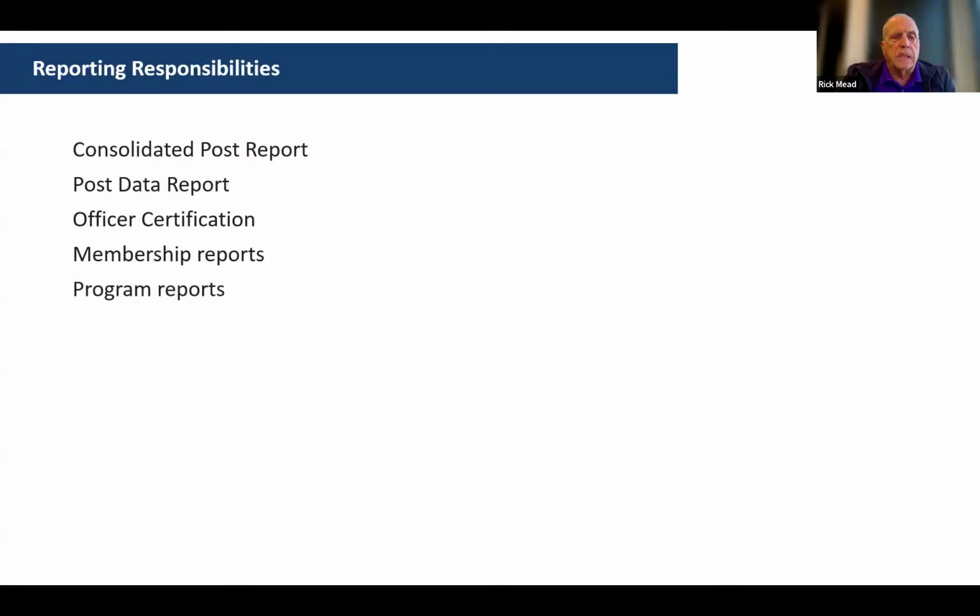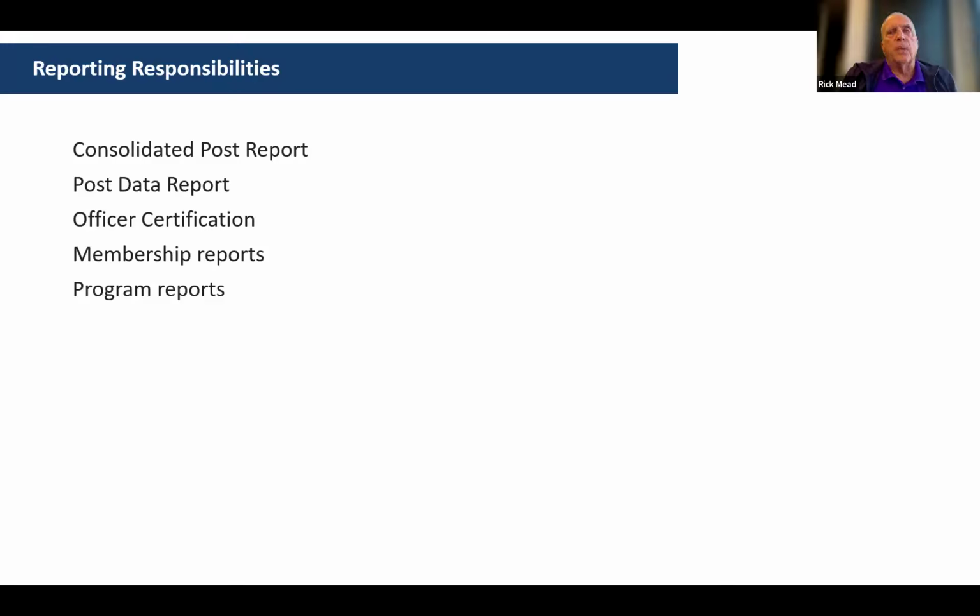Reporting responsibilities. Okay, consolidated post report. One of the things, and we're gonna go through a number of these items here, but one of the things that I wanted to mention at this point is to actually talk through some of the processes that go on within the American Legion. And I'm going to actually go down and start on the post data report. The post data report is one that I received from National.